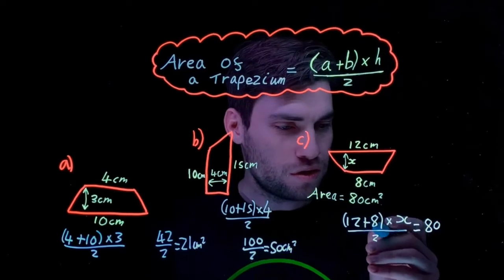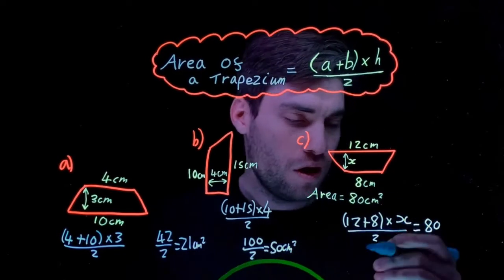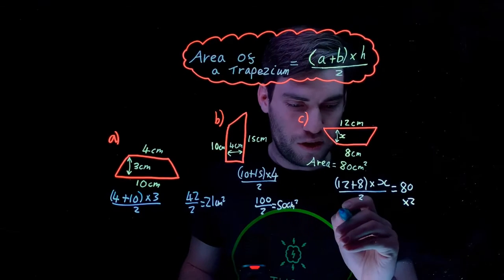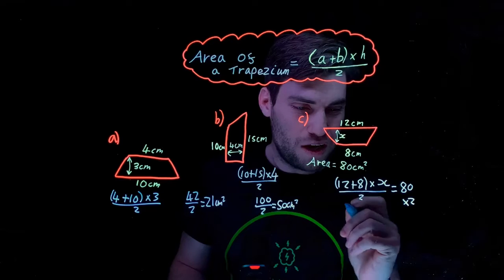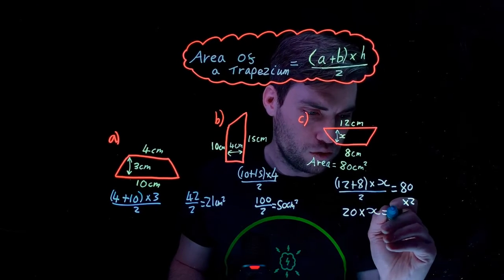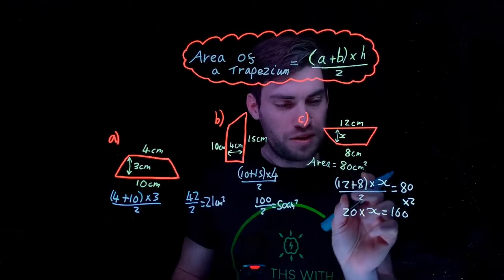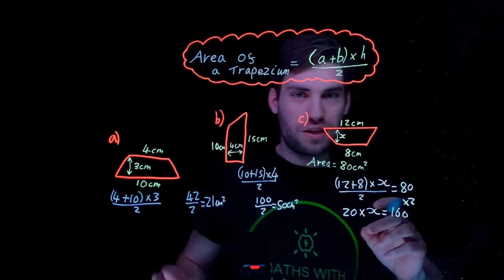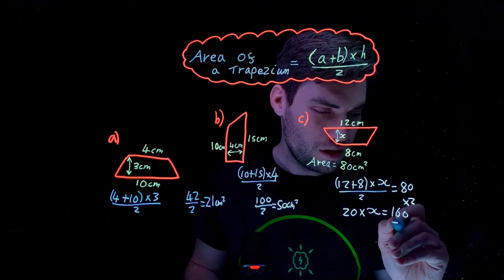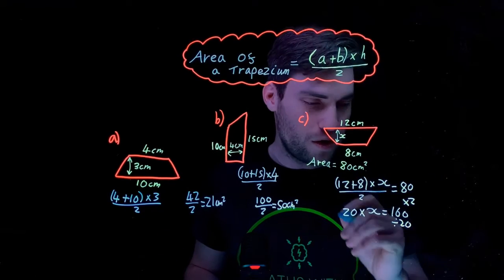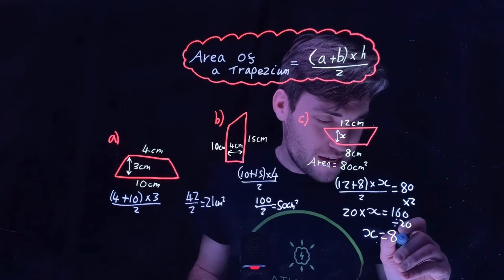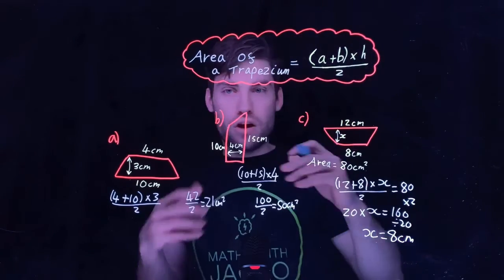So this time, working backwards, we said dividing by 2. We do the inverse, which is multiplying by 2, so we times 80 by 2. So then we're left with 12 plus 8, which is 20, times something, which equals 160. 20 multiplied by something equals 160. The opposite of multiplying by 20, the inverse, is dividing by 20. So 160 divided by 20, x equals 8. And that is 8 centimetres this time because it's the height, not the area.